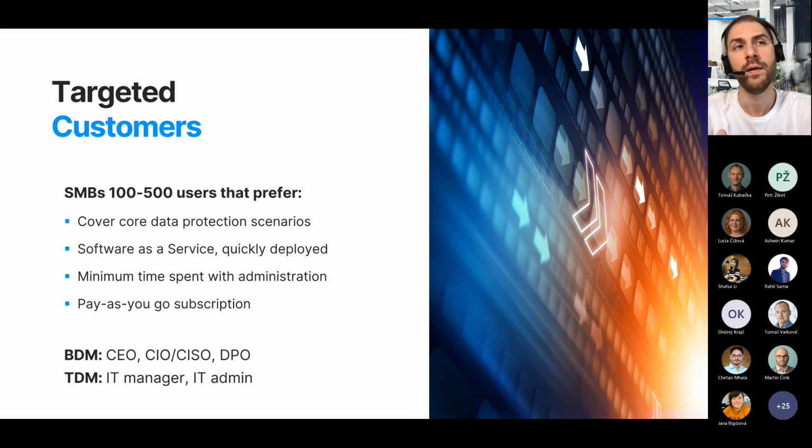From the decision makers perspective, from the business, the resellers can target CEOs that take the responsibility for the companies, depending on the size and on the vertical. If there is a CIO or CISO or DPO, these are also relevant business decision makers. Obviously, in such size of companies, there is usually 1, 2, or maybe 3 guys responsible for the whole IT. So it's usually an IT manager or IT admin, and those are the right persons to reach with Safetica Next.